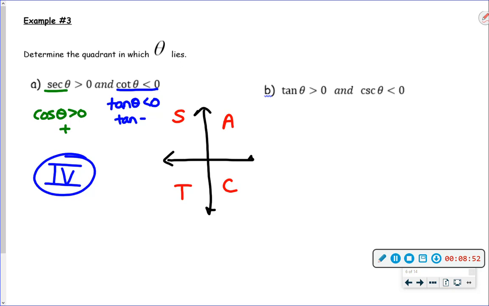Okay, tangent greater than 0. So greater than 0, of course, positive. So I'm looking where tangent's positive. Everything's positive in 1, tangent's positive in 3. Now I'm going to figure out which one it is, 1 or 3.